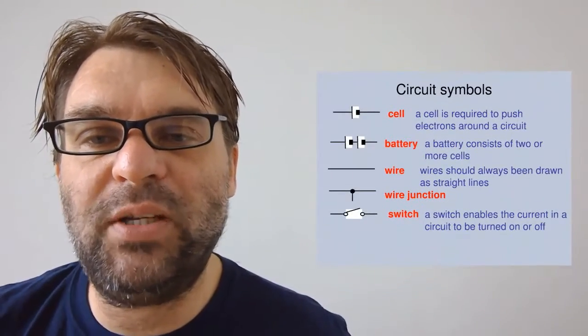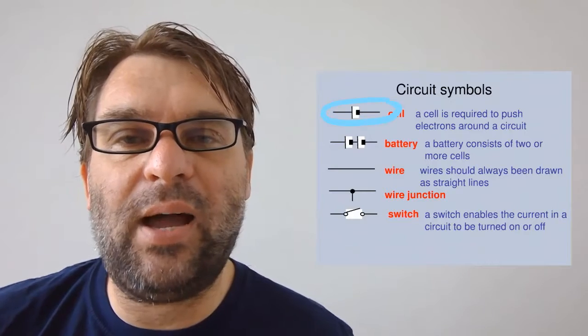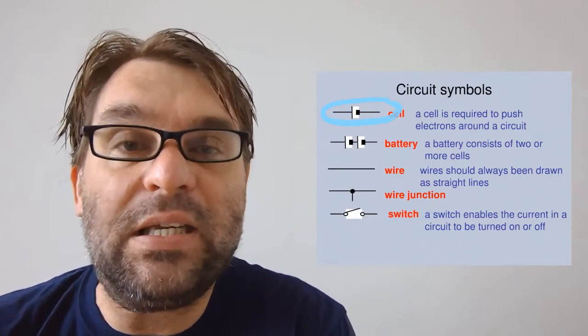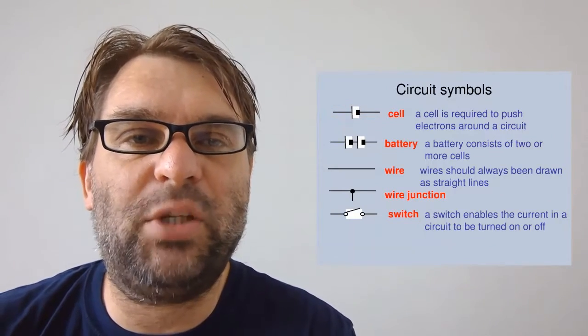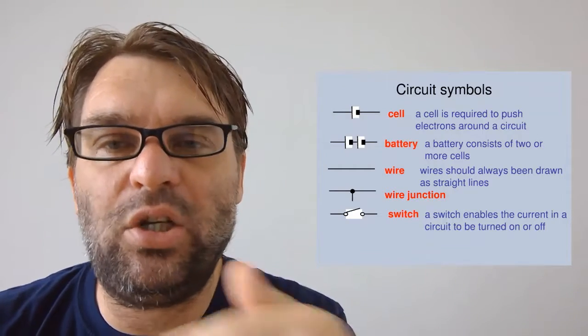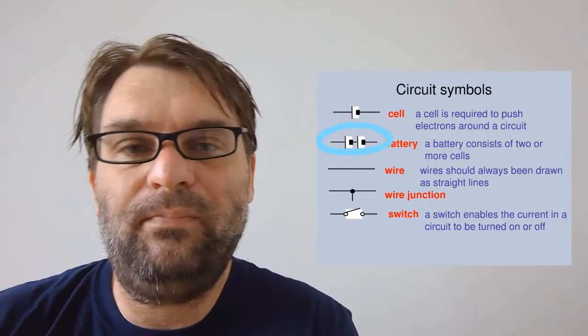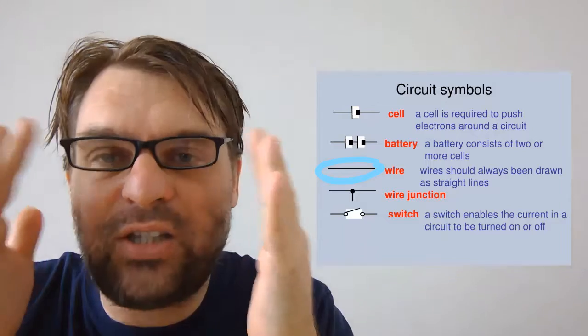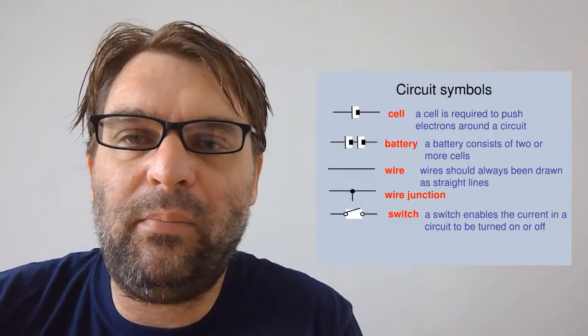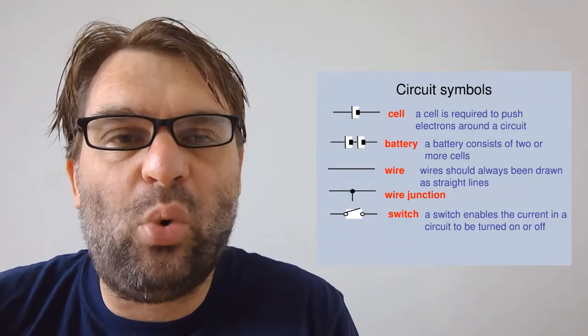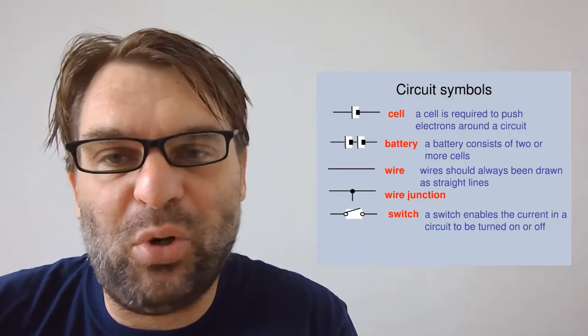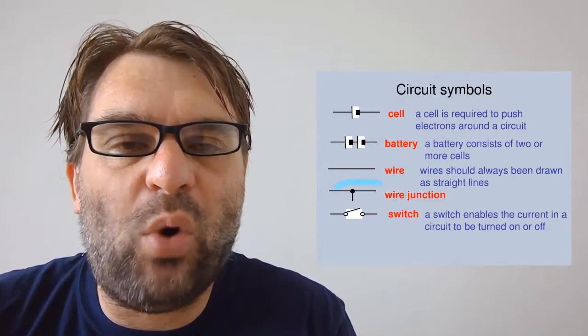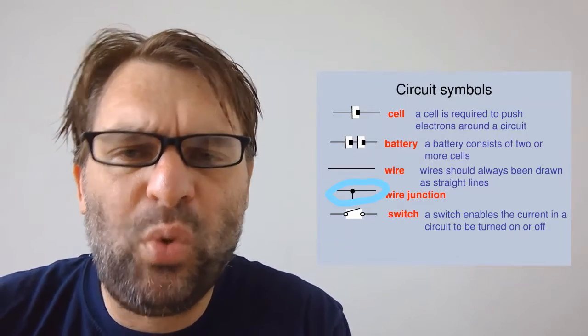Okay, so these are the circuit symbols. The cell is basically a device that allows electrons to be pushed around a circuit, provides that energy, and a battery is two cells. A wire is just the connecting conductor, and that's always drawn with straight lines, so remember your rulers for exams. And we have wire junctions as well, where the wires join.